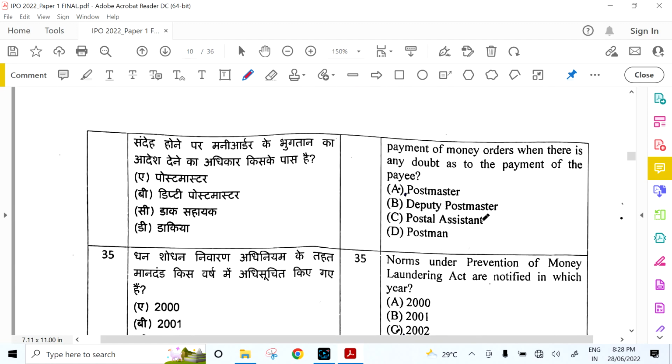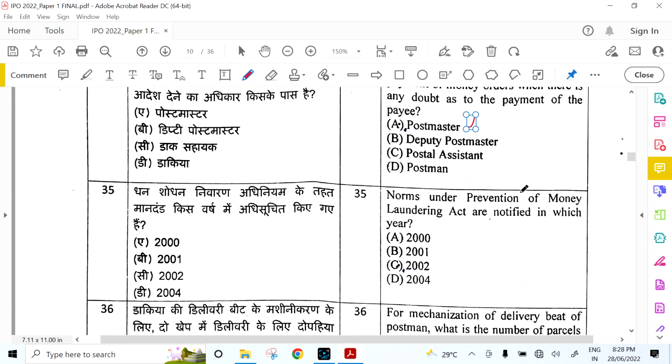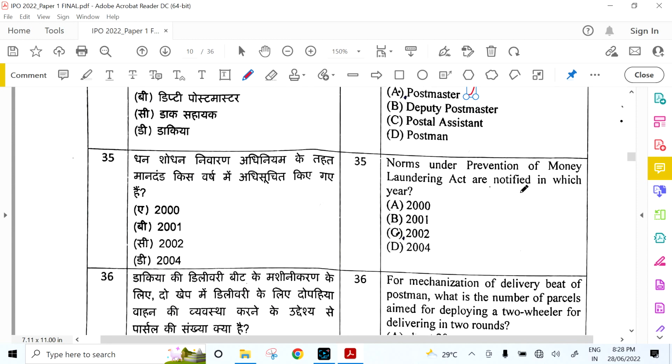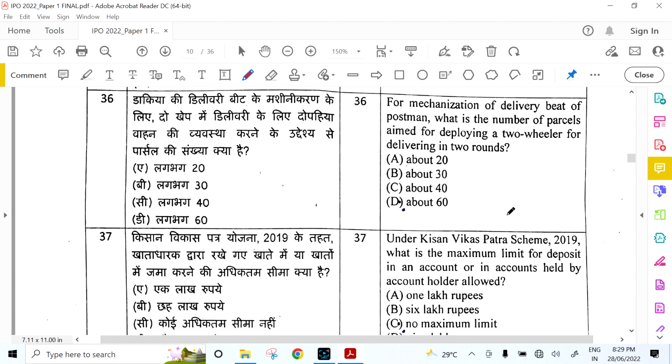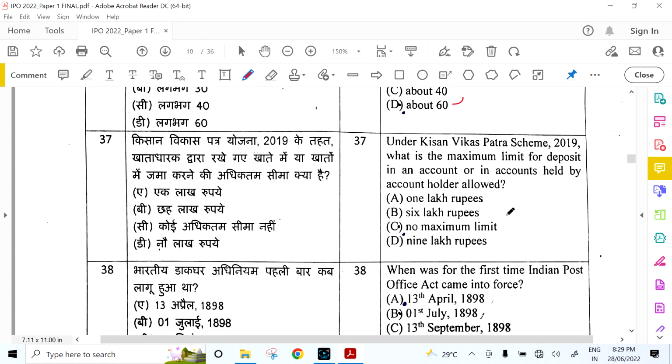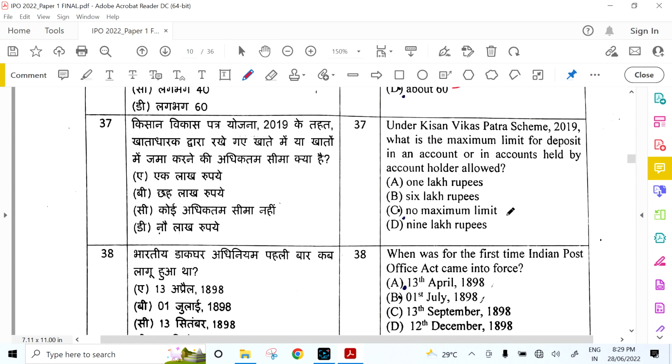Who has the authority to order payment of money orders when there is any doubt as to the payment of the payee? Postmaster, deputy postmaster, postal assistant, postman. The answer is postman. Postmaster, sorry. Norms under Prevention of Money Laundering Act are notified in which year? It is 2002. PMLA 2002 we call. For mechanization of delivery beat of postmen, what is the number of parcels aimed for deploying two-wheeler for delivering 2 rounds? The answer is about 60. 60 is the number of parcels under PNOP norms.